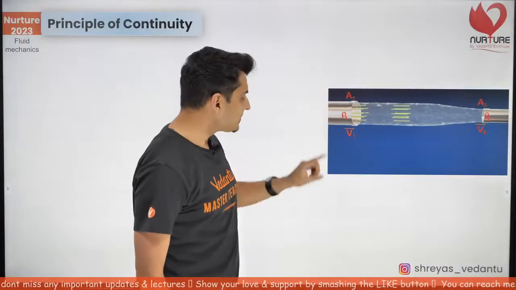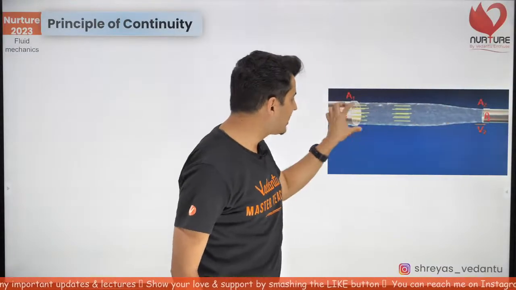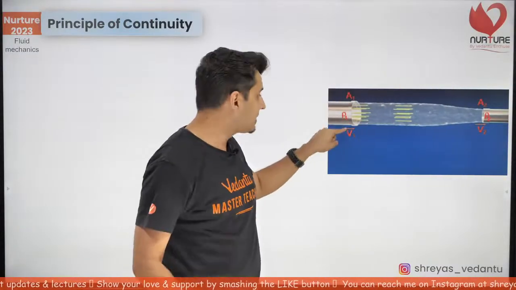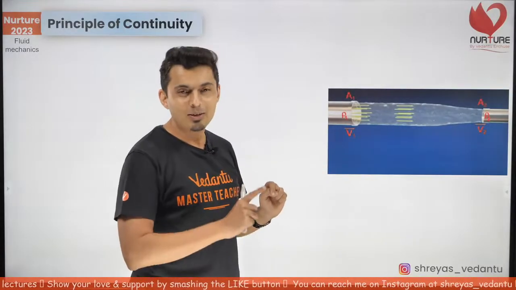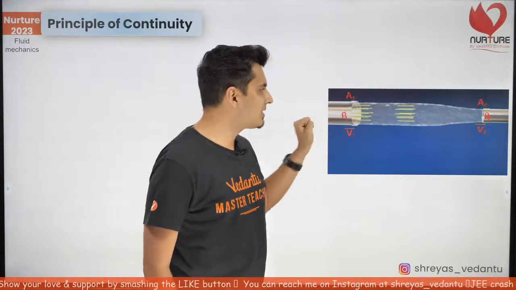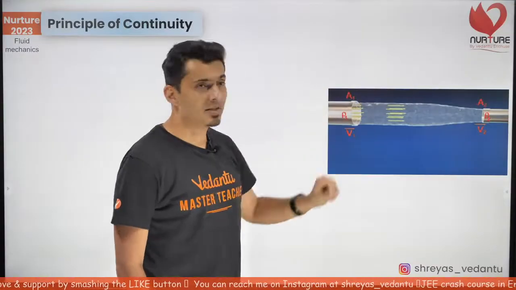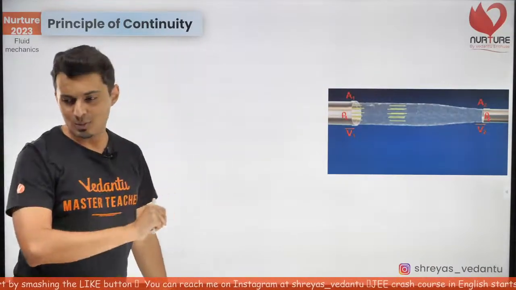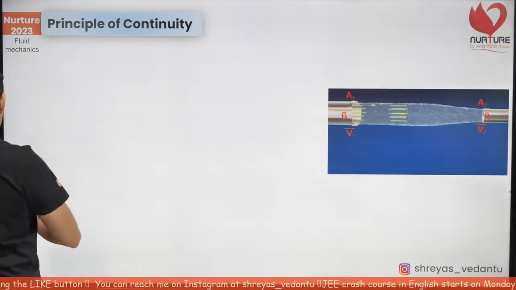Alright, so the thing is, it's going from here to here, the cross section is changing. In fact, the speed is also going to change. Believe me. The speed won't remain the same because the area is changing. And we are going to see the relationship for that.